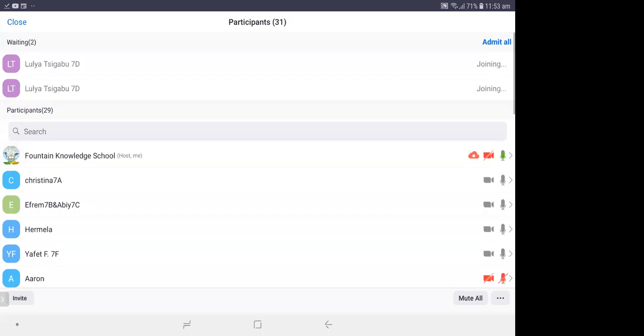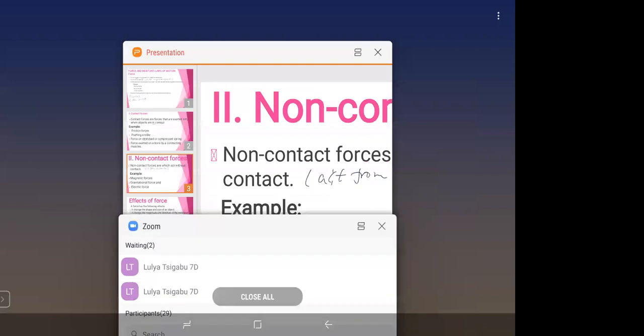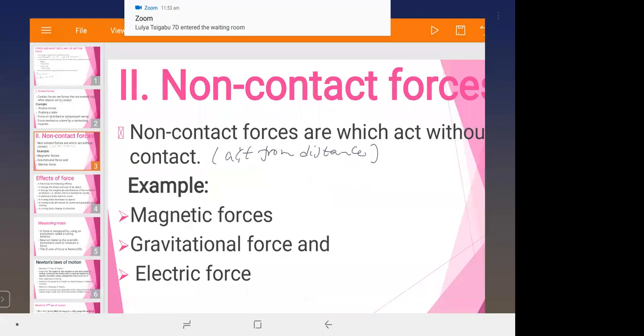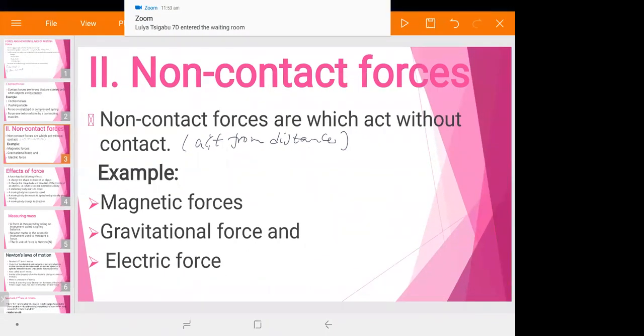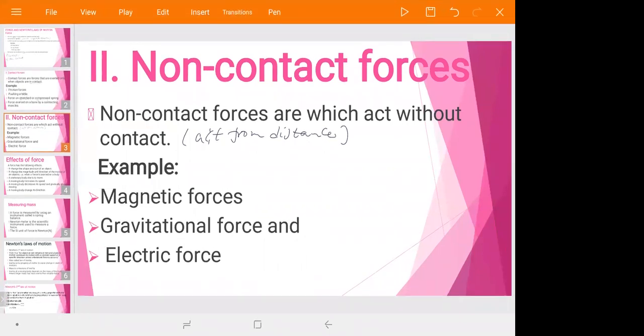When you exert a force on an object, there is some effect. What are the effects of force? A body may change its shape or size. Okay, change the shape or size, that is one.